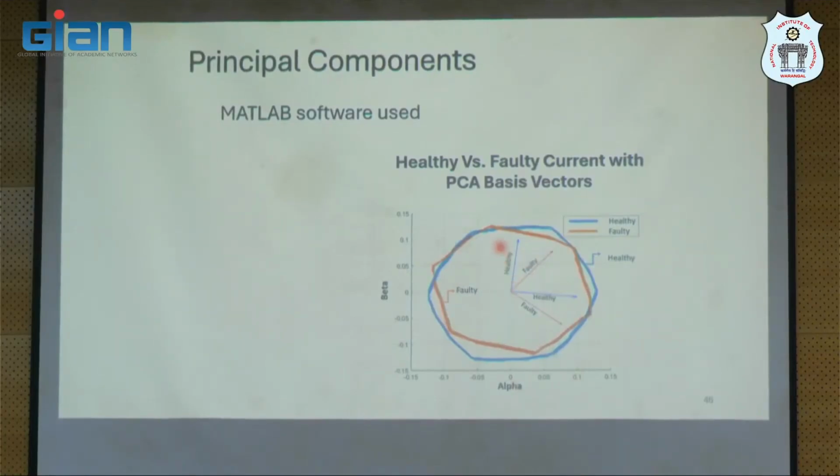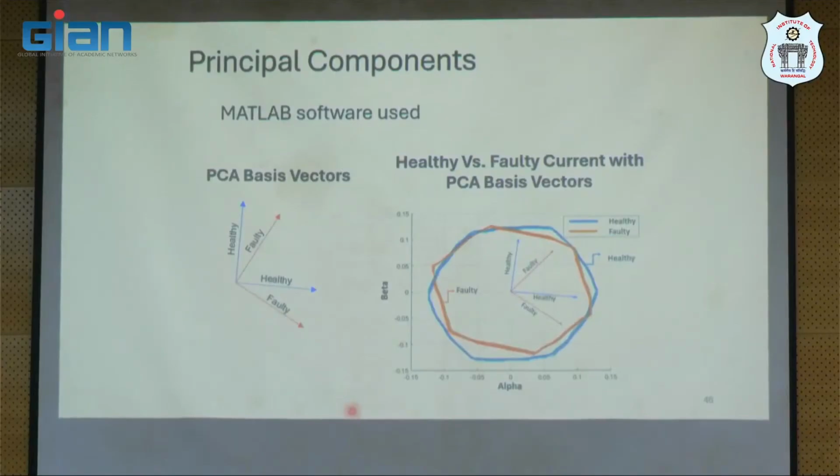And whenever we had eccentric data, the principal components got shifted. So the principal components of healthy are along these two axes as shown here. For the healthy vector, I have 2 principal components, they are plotted. For static eccentric fault, the 2 principal components are along these 2 lines.